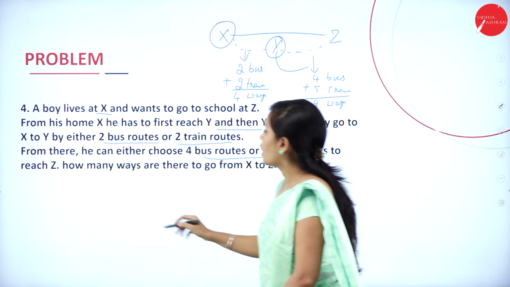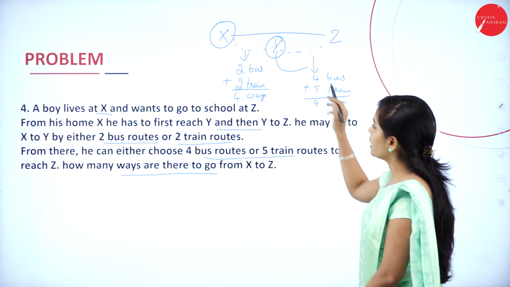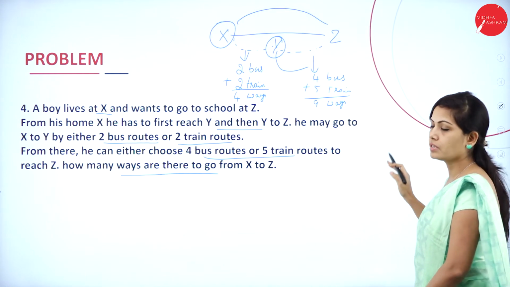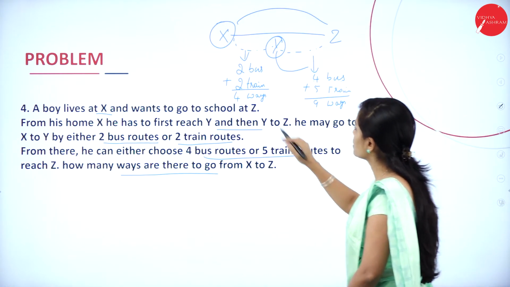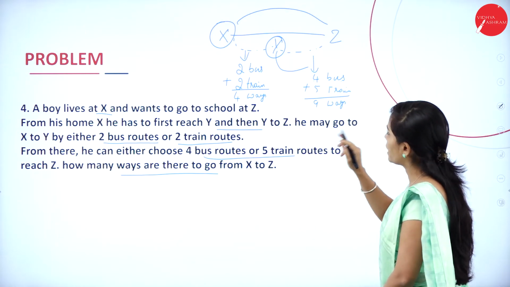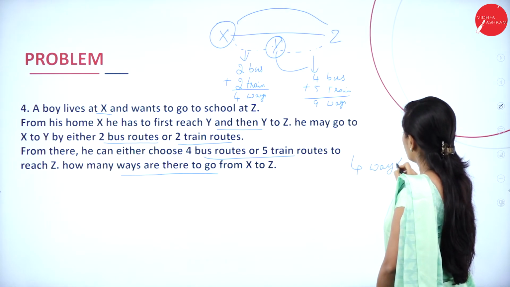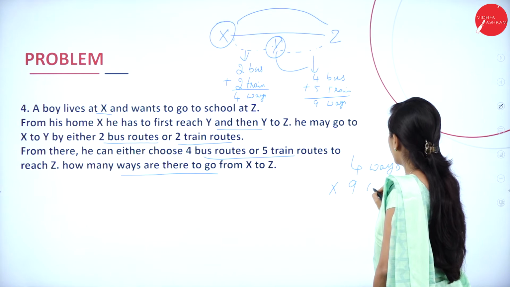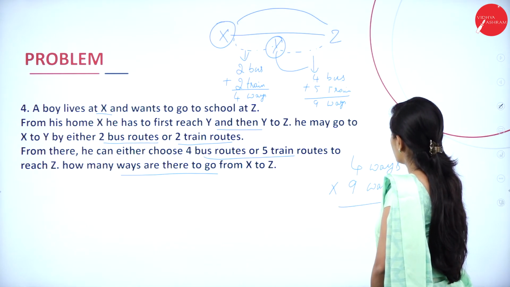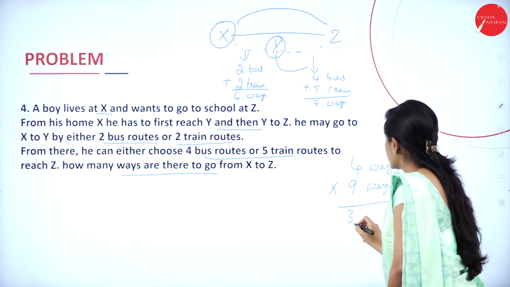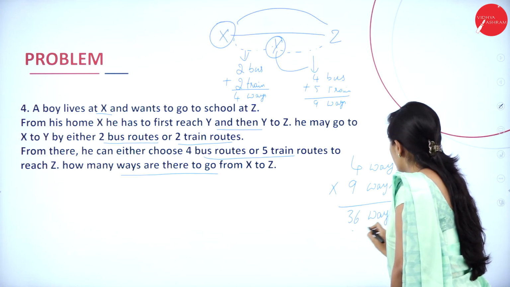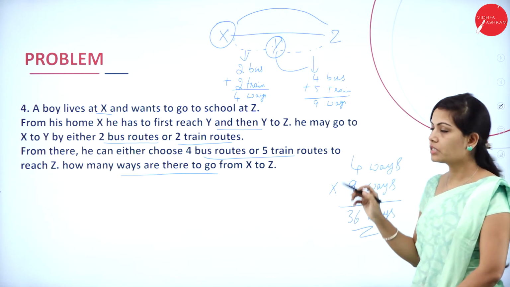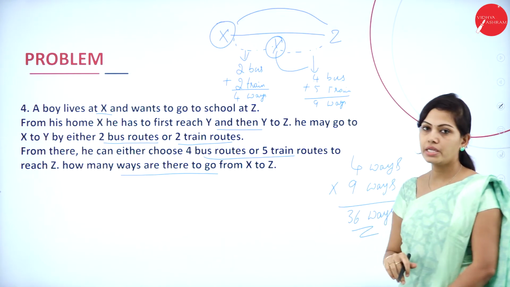Then what is the question? How many ways are there to go from X to Z? From X to Z, here we have 4 ways from X to Y, and from Y to Z he has 9 ways. So totally 36 ways are there. So 36 ways are there from X to Z.